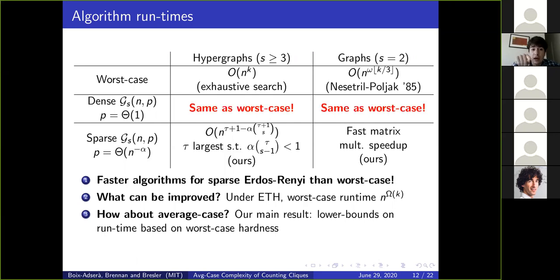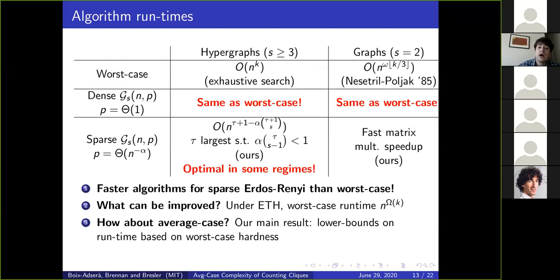In particular, counting K-cliques in dense Erdos-Renyi hypergraphs has the same exact runtime complexity as if I were to give you a worst case graph. So it's no easier to count the number of K-cliques exactly in a dense Erdos-Renyi hypergraph than if I were to give you an adversarially chosen graph. And in fact, we can show that the runtime that we have for sparse Erdos-Renyi hypergraph counting is optimal in some regimes, if we assume that the worst case exhaustive search algorithm for hypergraphs is optimal.